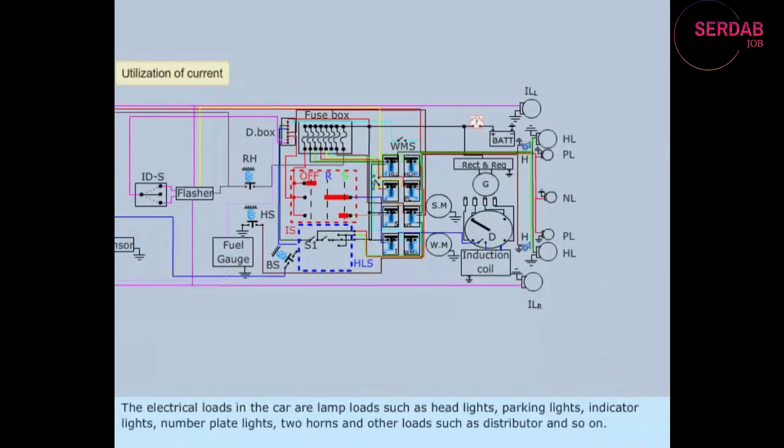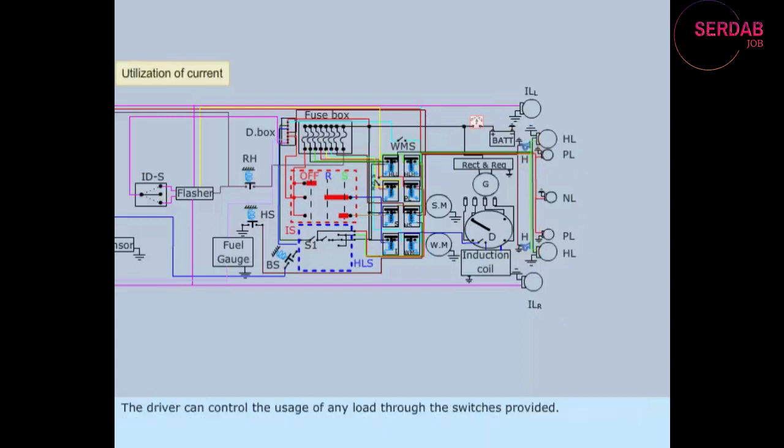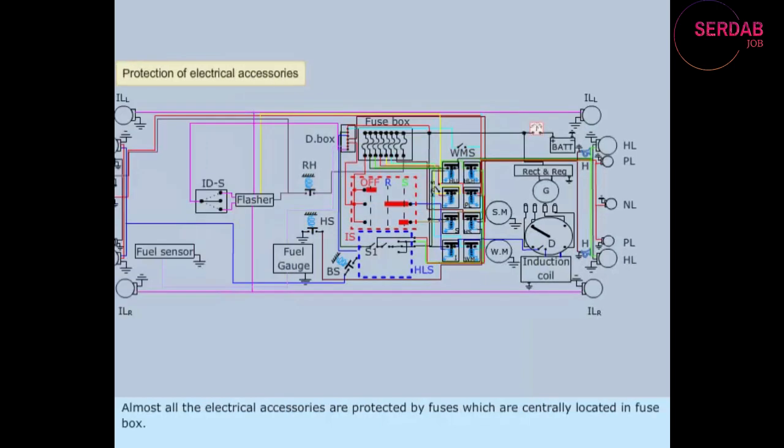The electrical loads in the car are lamp loads such as headlights, parking lights, indicator lights, number plate lights, 2 horns, and other loads such as distributor and so on. The driver can control the usage of any load through the switches provided. Almost all the electrical accessories are protected by fuses, which are centrally located in fuse box. Fuse box is located in a place which can be easily accessed by the user.